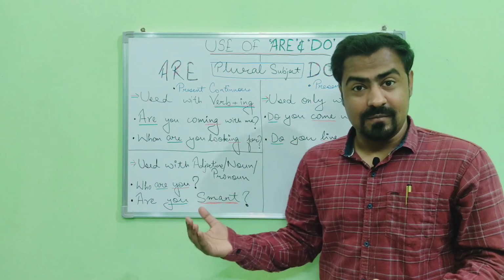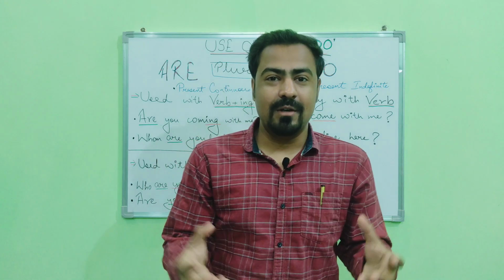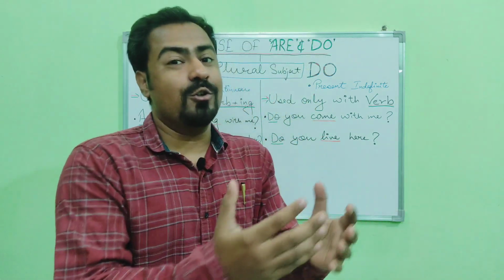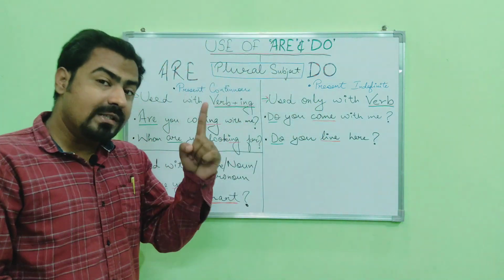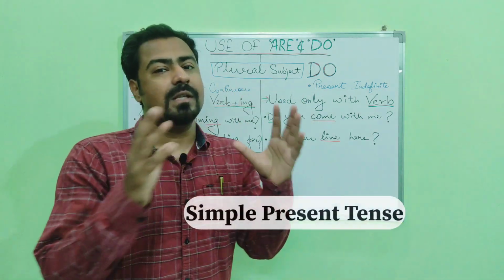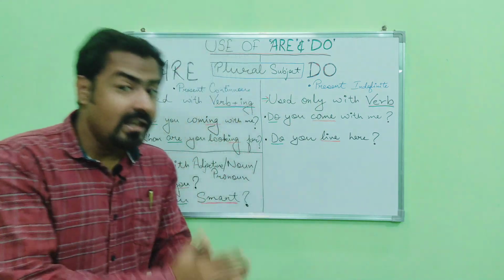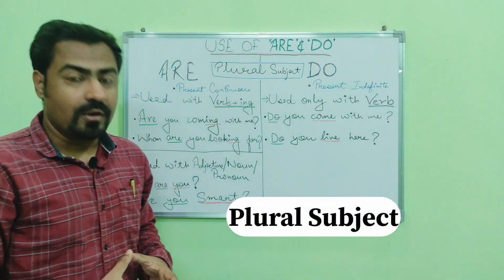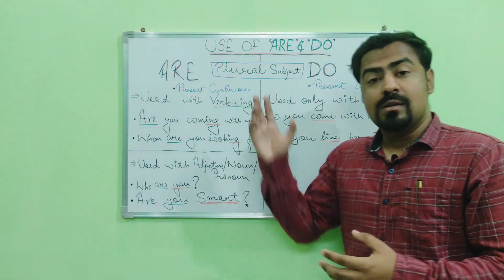Okay, but first of all, before talking about the differences, let me talk about something which is common in them. Because I have seen many people talk about differences more but not about those things which are common. So first of all, the first thing which is common is that they both are used in simple present tense. Second thing which is common is that they both are used with plural subjects. So two things which are common are present tense and plural subject.